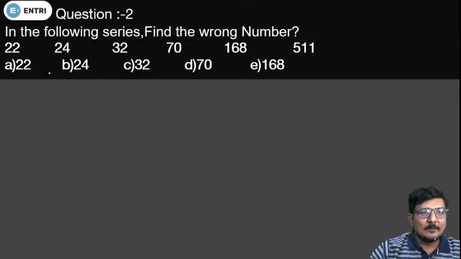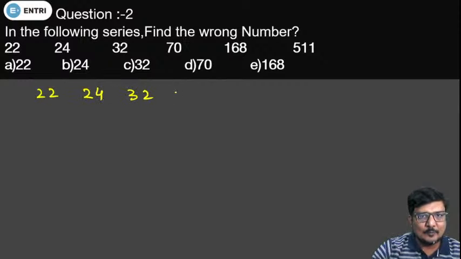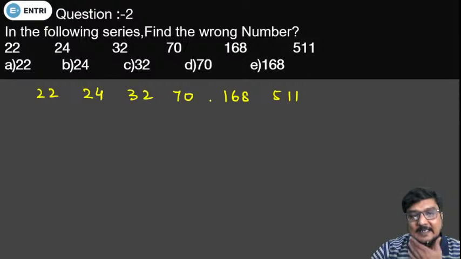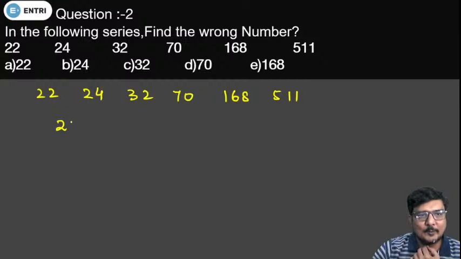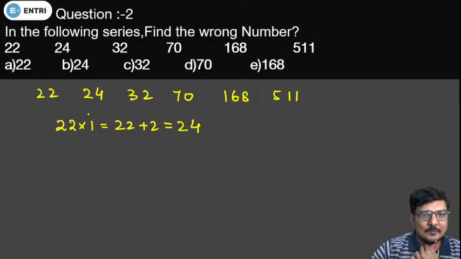Now, what is the logic behind this series? The first term is 22, then 24, then 32, then 70, then 168, and then 511. As we can see, the series is increasing very aggressively, meaning the series should be going in multiplication. So if we want to obtain 24, 22 multiplied by 1 gives you 22, plus 2, and we achieve 24. So the logic is we are multiplying by 1 and then adding 2.